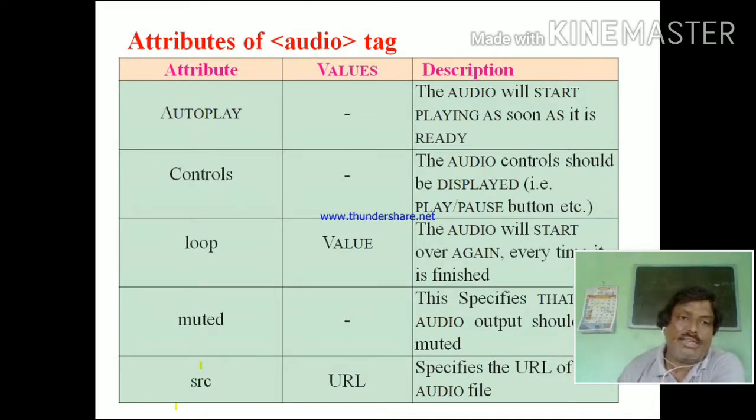Then, the next attribute, muted. This specifies that the audio output should be muted. And the last attribute of the audio tag, src, takes the URL. It specifies the URL of the audio file. Now, see an example on the audio tag.